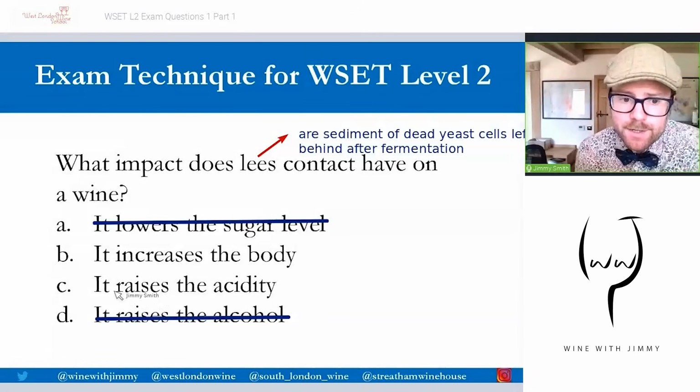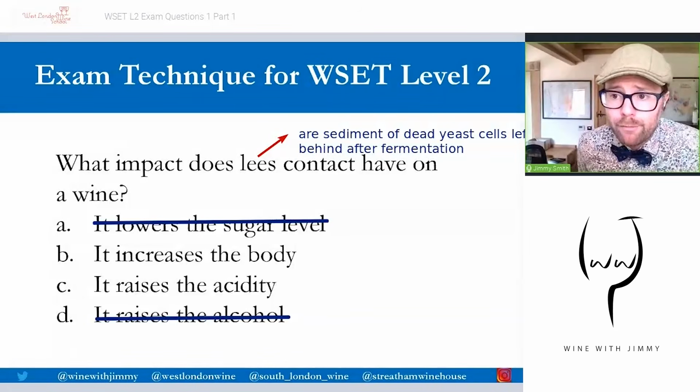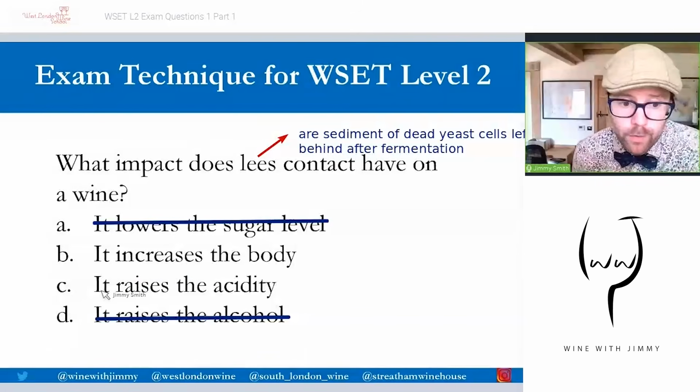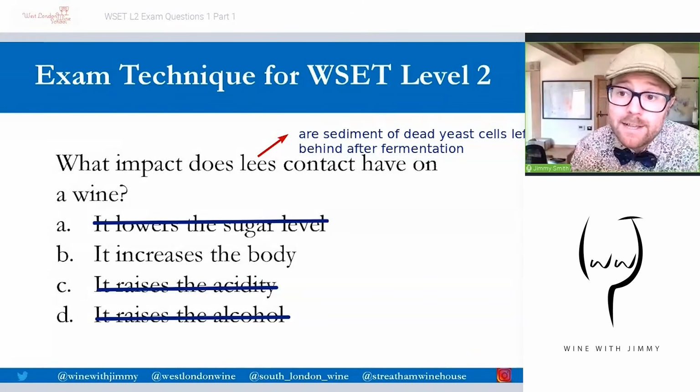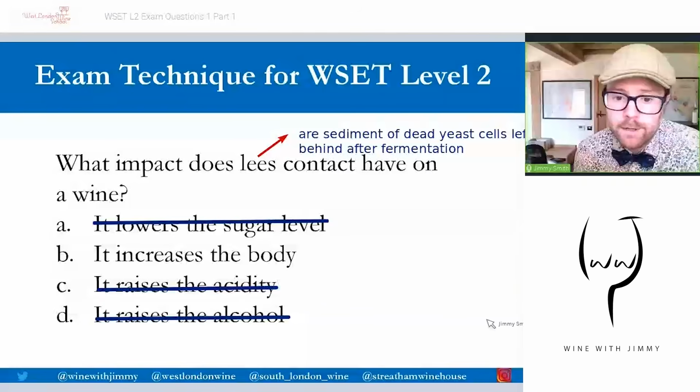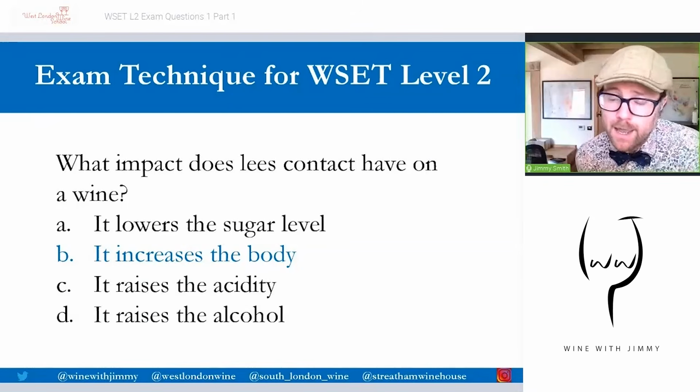It raises the acidity, is point C there. Well, it's not going to have any major impact on the acidity, so it's not going to do that, but there is texture found within dead yeast cells, and that is released into the contact of the wine. So therefore, your answer here is B.